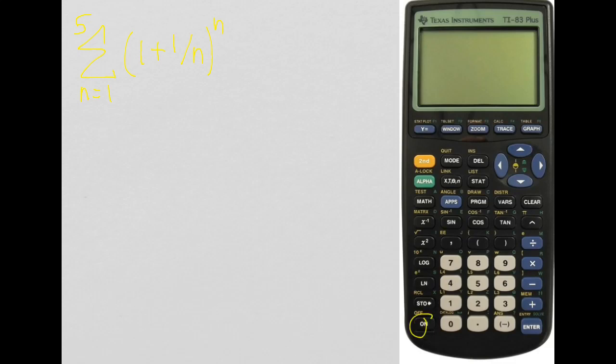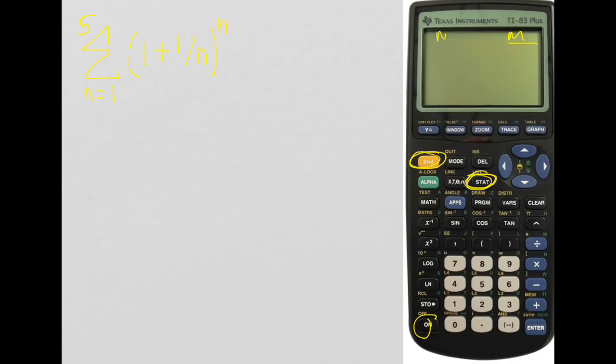So go ahead and turn it on, and the first thing you want to do is hit the second button, then hit the stat button. That will get you to a screen that says names, ops, and math. First, we want to go over to the math column, the third column. We want option 5, which says sum. Choose that. So go over to math and sum first, and then it will print to your screen.